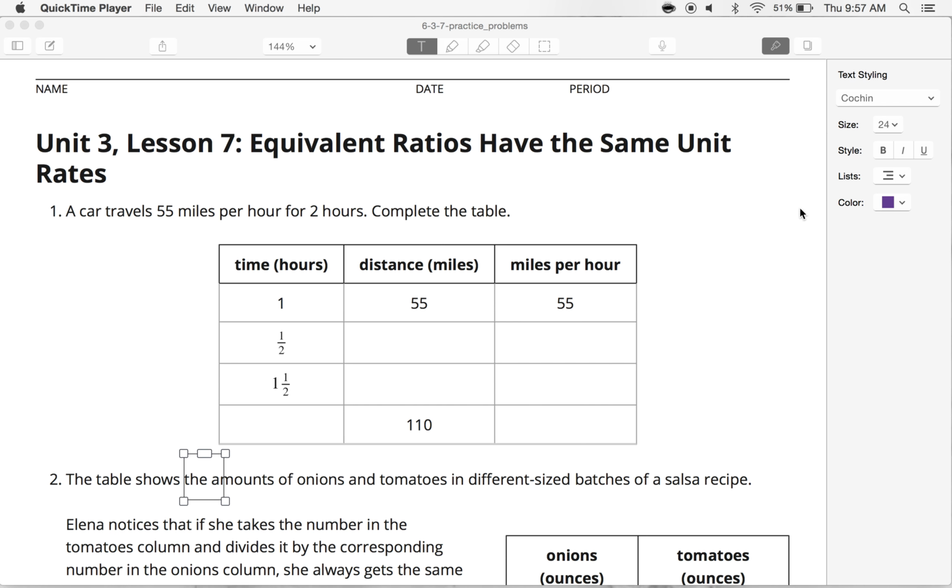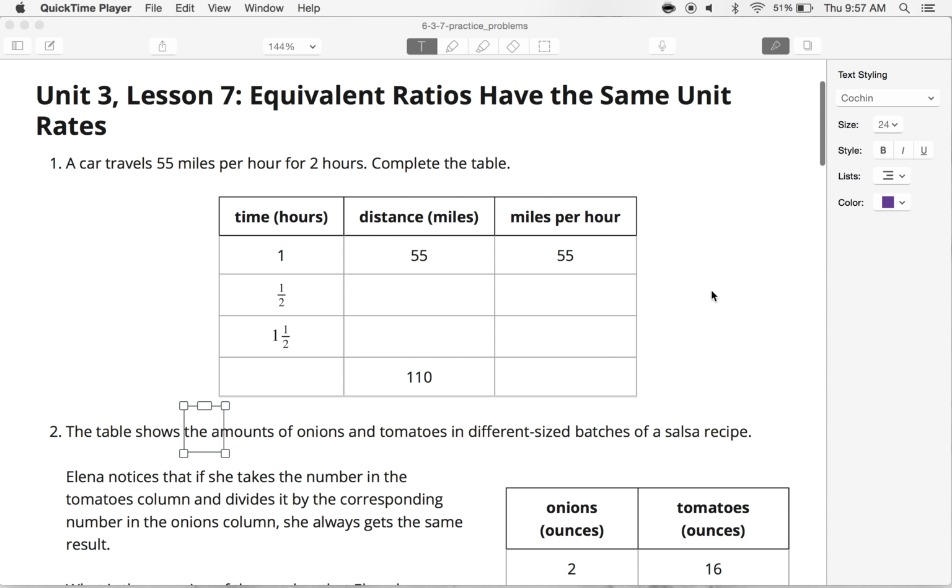All right, everyone. So let's take a look at your homework. It says a car is traveling 55 miles per hour for 2 hours. So they tell us a couple things. We know that 1 hour is 55 miles. So this is telling us that it's 55 miles per hour. So the next thing we're trying to figure out is how far can I go in a half hour?